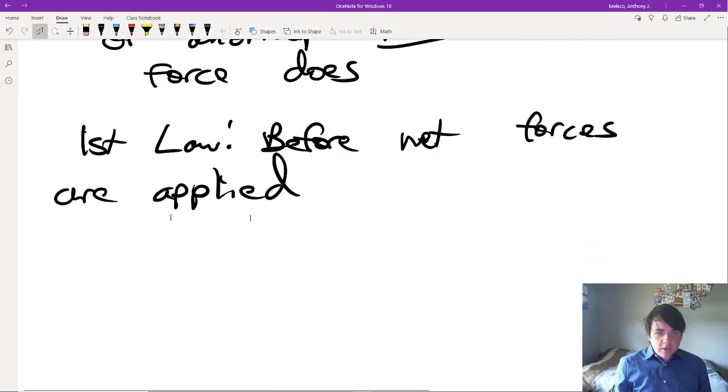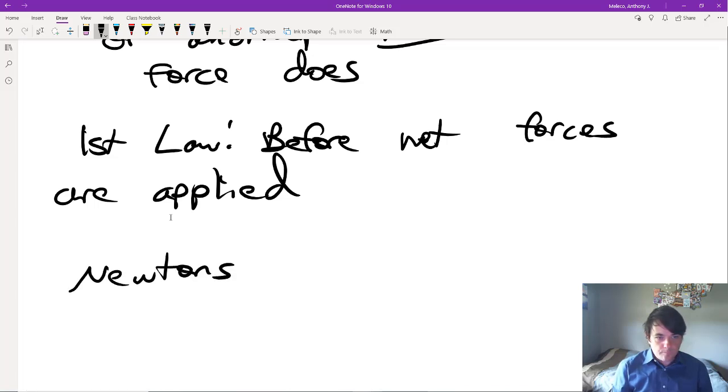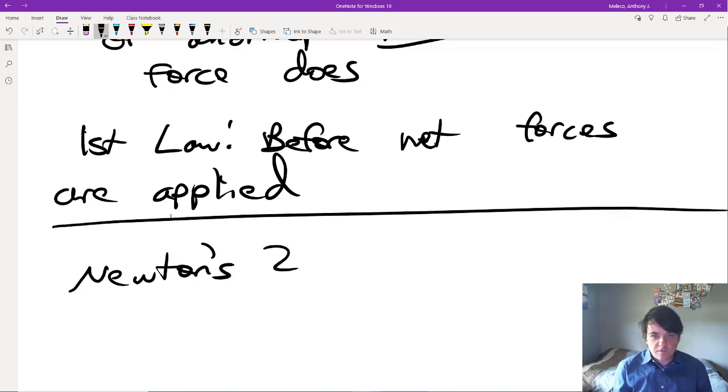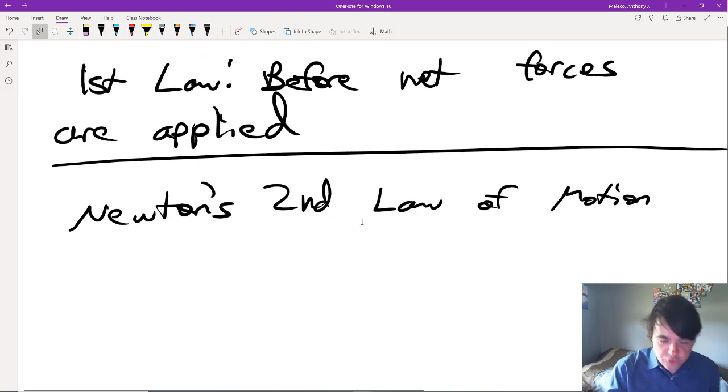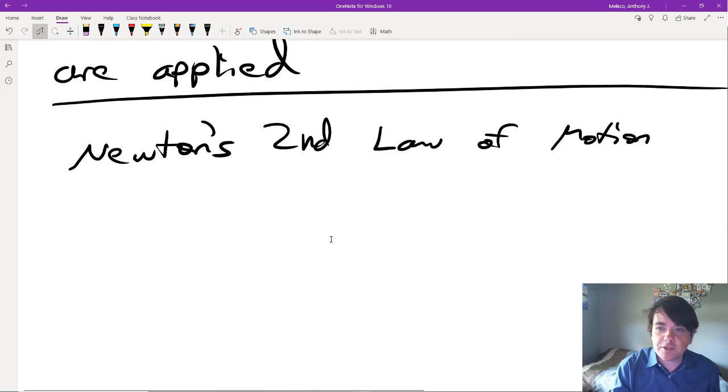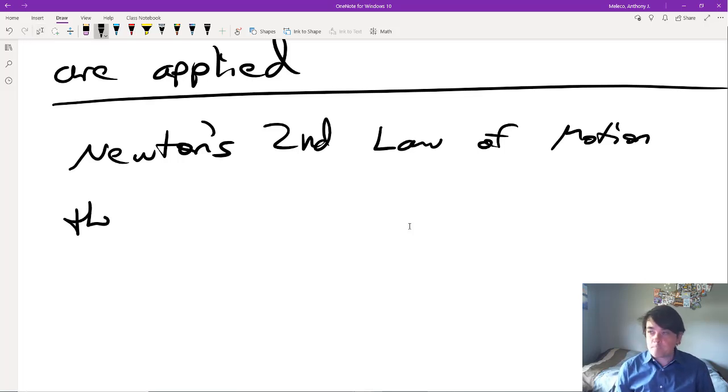So now let's talk about Newton's second law of motion. So the first law ultimately isn't too interesting. There's really only a couple cases, really only a couple problems where you can work with that. It needs to be said nonetheless, but the second law of motion is really where it's at, okay?